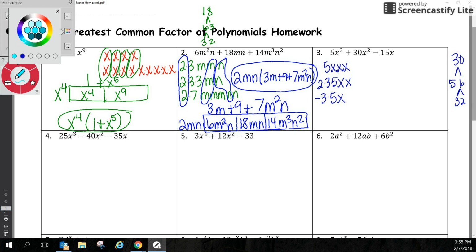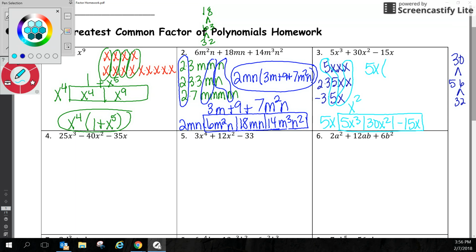They all have a 5 in common, and they all have an x in common. So my GCF is going to be 5x. Now we're going to find out what that's multiplied by. So I've got 5x outside. Inside I've got 5x cubed, 30x squared, negative 15x. When we multiply, I've got my 5, so I don't need a number up there. I've got 1 x, though. I'm going to need 2 more to get to x cubed.